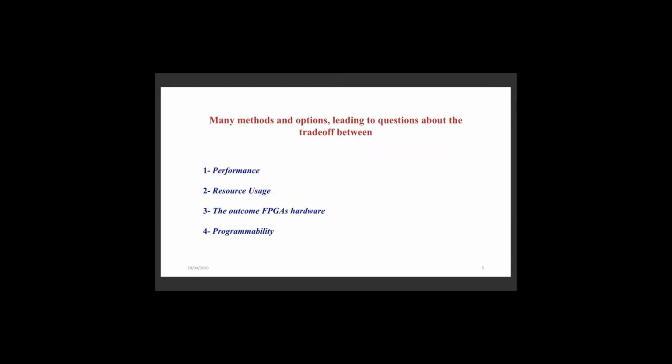So in the last two slides, we have seen that there are many methods and options for mapping kernel concurrency to the FPGA. Those options lead to questions about the performance resulting from the choice we make, the impact of that choice on resource usage, and what hardware design we will get out of our choice of mapping options and optimizations. And of course, the programmability from the point of view of the design programmer, in terms of development time.